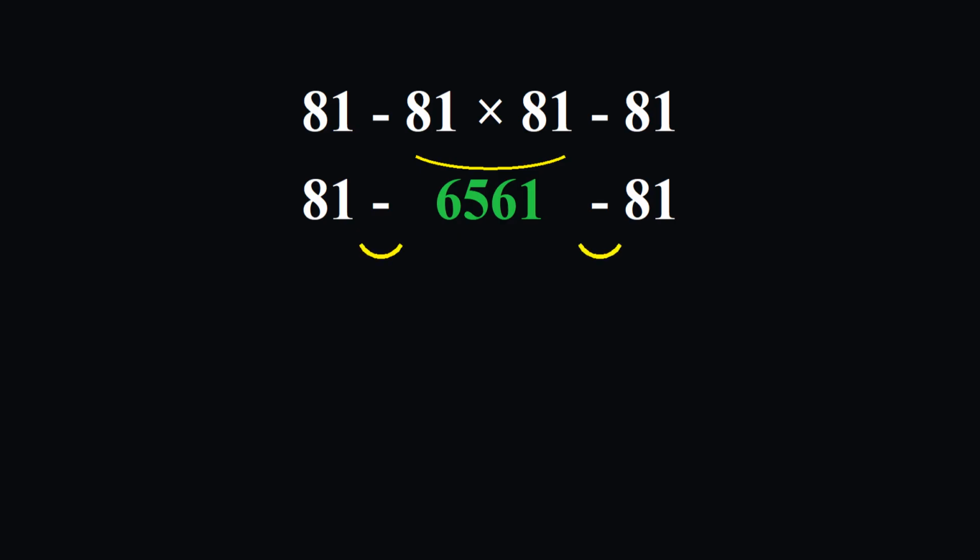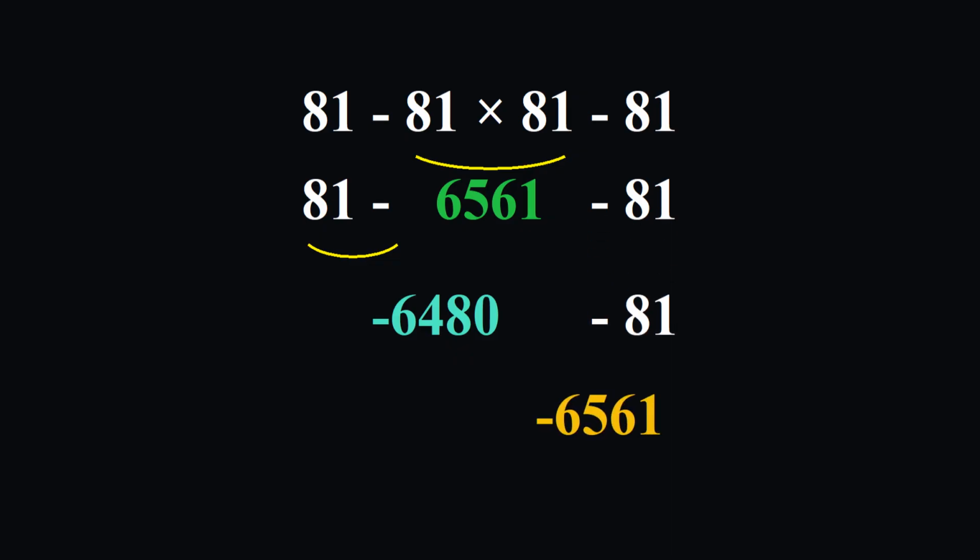So 81 minus 6,561, which equals minus 6,480. So we have minus 6,480 minus 81, which equals minus 6,561. And this is our final answer for this problem.